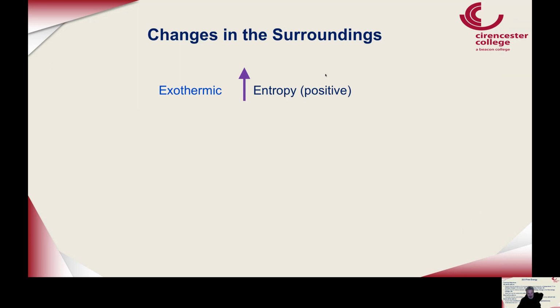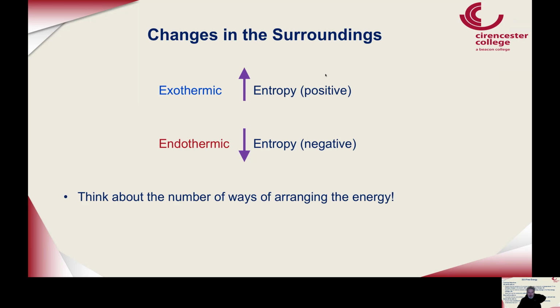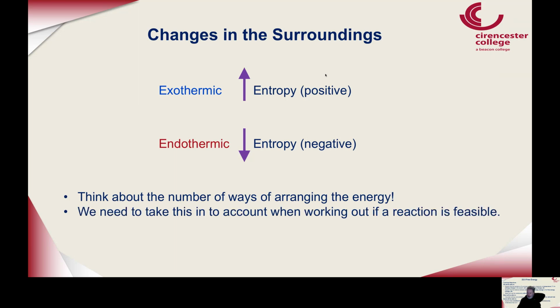If it's exothermic, the entropy of the surroundings is increasing. If we've got an endothermic reaction, the entropy change of the surroundings is going to be negative. So we need to take that into account when working out if a reaction is feasible. So let's go through that again. If a reaction is exothermic, the entropy change of the surroundings is positive. If it's an endothermic reaction, the entropy change of the surroundings is negative.